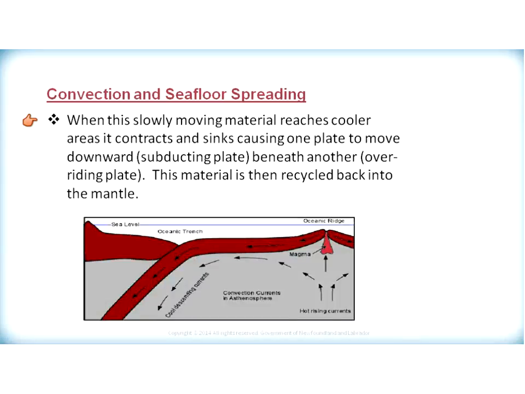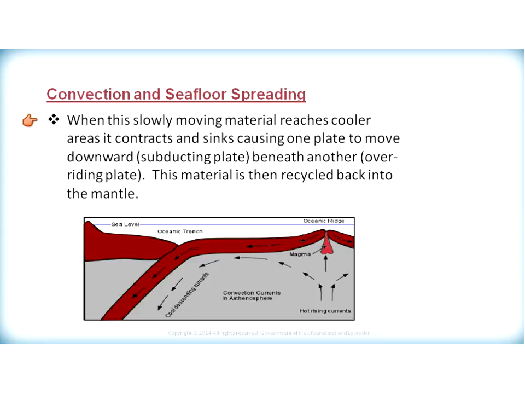When the slowly moving material reaches cooler areas, it tends to contract and sink, causing one plate to move downward, and this is called the subducting plate, beneath another plate, which is called the overriding plate. This material is then recycled back into the mantle.